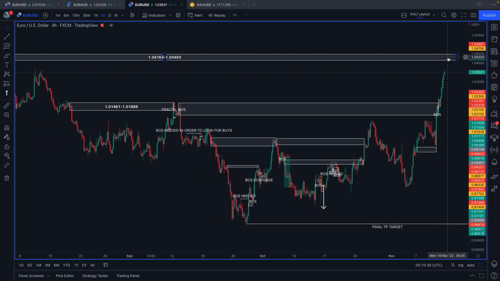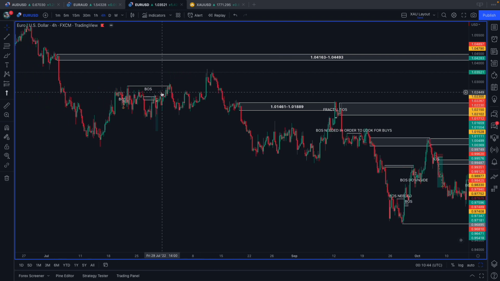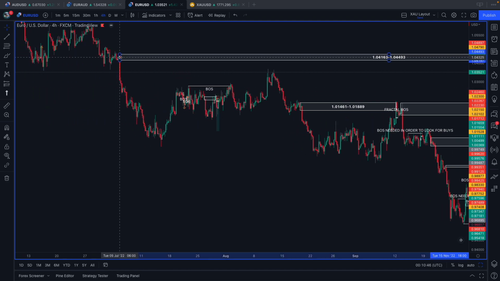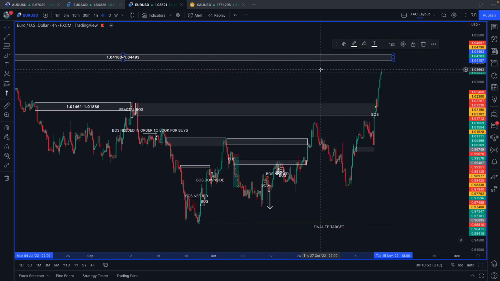So this is the next supply zone that I've got highlighted. Mark this out for yourself. This is on the 4 hour time frame. You can see that this is the last buy to sell region. There's loads of inefficiency underneath that needs clearing, and it's a last buy to sell region.